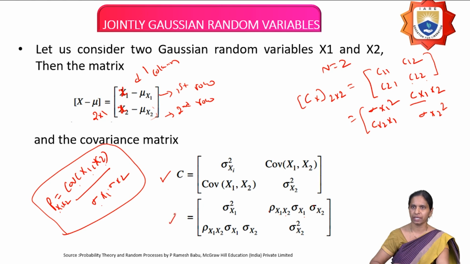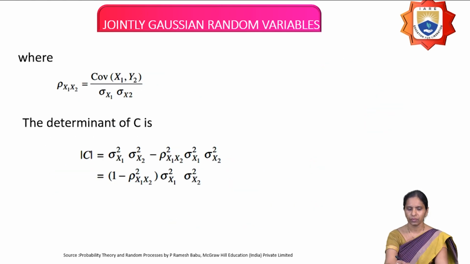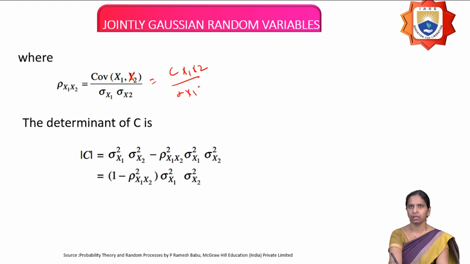Therefore, I am rewriting like this. What is the correlation coefficient formula? Rho x1x2 equals the covariance of x1 comma x2. This is not y2, this is x2. So, covariance of x1 comma x2 divided by sigma x1 into sigma x2. We can write it like this also: Cx1x2 by sigma x1 into sigma x2.